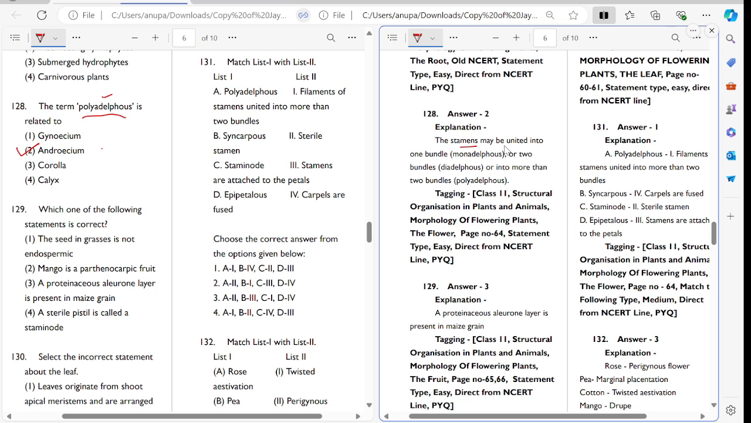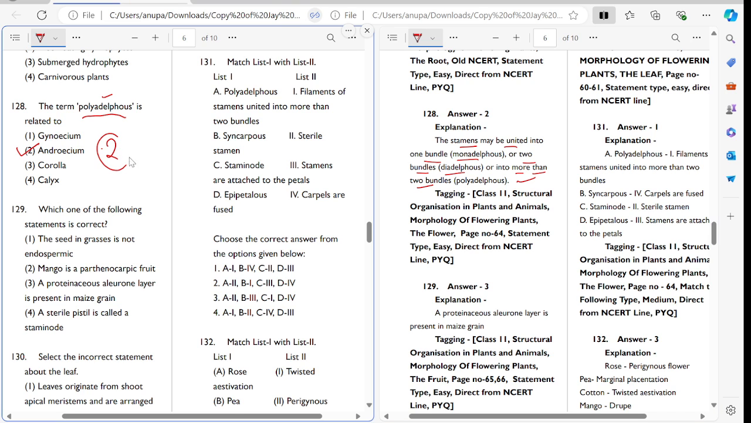The stamens may sometimes be united into one bundle, and such a situation is known as monadelphous. Sometimes the stamens are united into two bundles, and that type of androecium is known as diadelphous. And in some, it is united into more than two bundles, and such a situation is known as polyadelphous. So the correct answer is the term associated with androecium, that is option number 2.